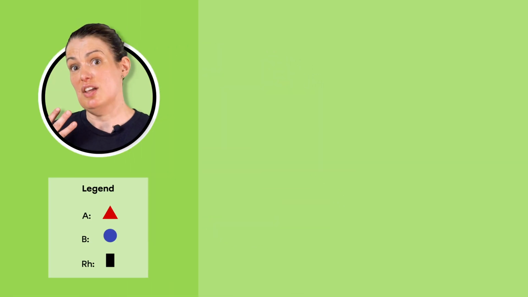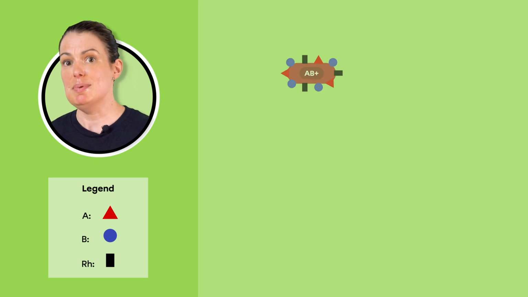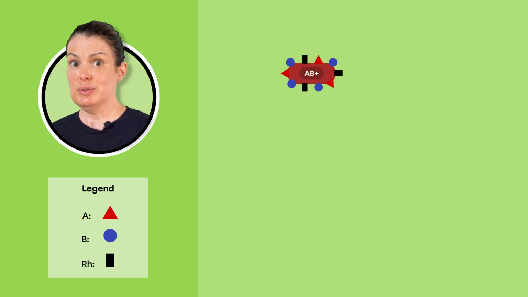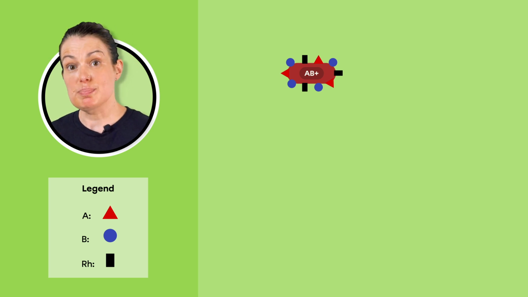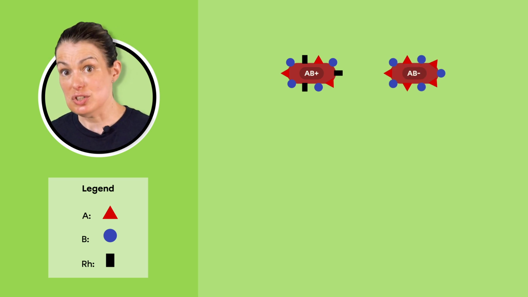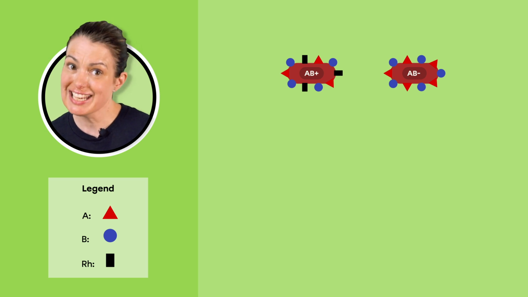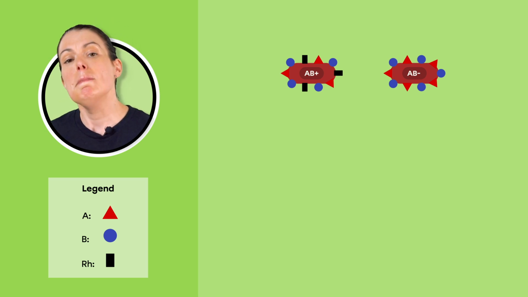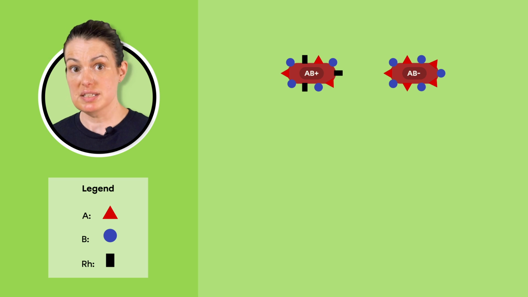If a person has all 3 of the agglutinogens, agglutinogen A, B, and rhesus factor on their red blood cells, their blood type is AB positive. If agglutinogens A and B are present, but not the rhesus factor, the person's blood type is AB negative. This means that it's the rhesus factor that determines whether the blood type is positive or negative. There is no such thing as a negative rhesus factor. People with a negative blood type simply do not have the rhesus factor on their red blood cells.